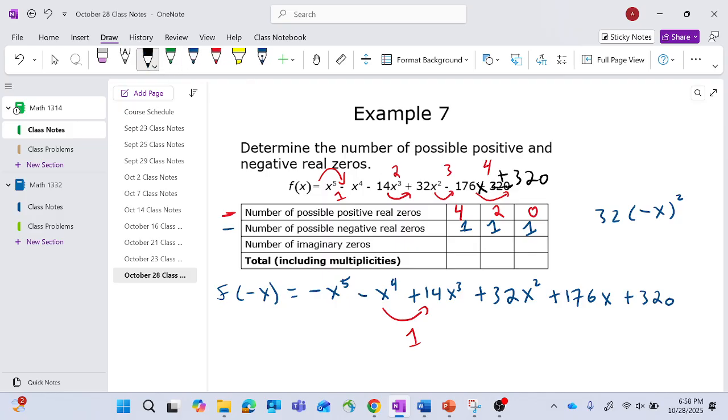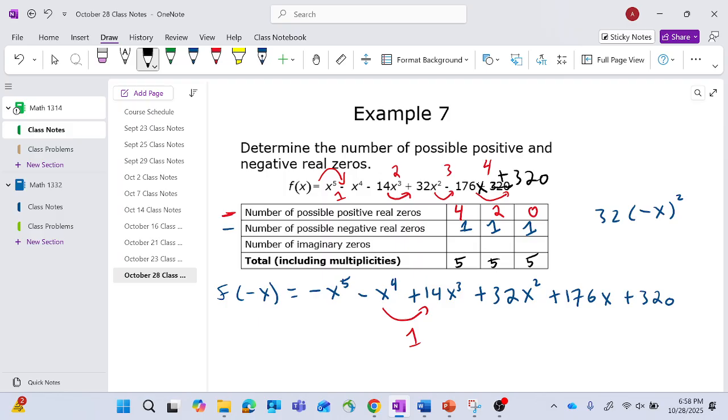And now to get the number of imaginary zeros, that one's actually probably the easiest. Your total amount of zeros, or your total multiplicity, has to equal the degree of the function. The degree of the function is 5. So your total, including multiplicities, has to be 5. Does that make sense why it's 5, guys? Your total number of zeros is always going to match the highest degree exponent you have. In this case, it's 5.